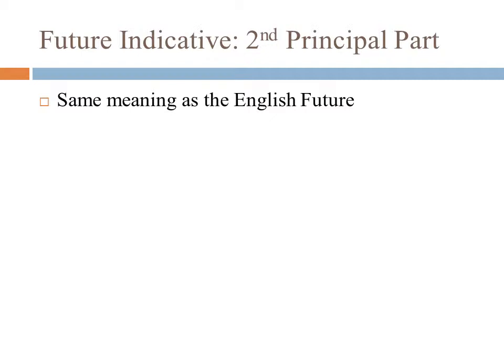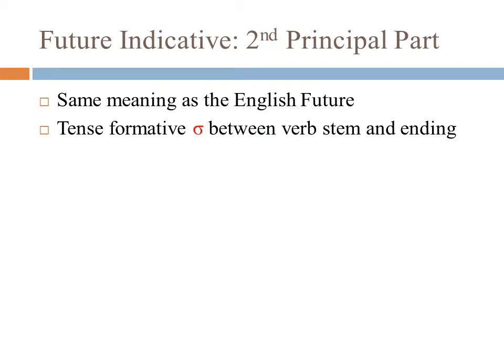The Greek future functions very much the same way it does in English. That is, it talks about future time. The future has a tense formative, a sigma. The sigma tells us that the verb is in the future, and that sigma lies between the end of the verb stem and the beginning of the ending. So before in the present we had luo, I am loosing. Now we have luso, I will loose.